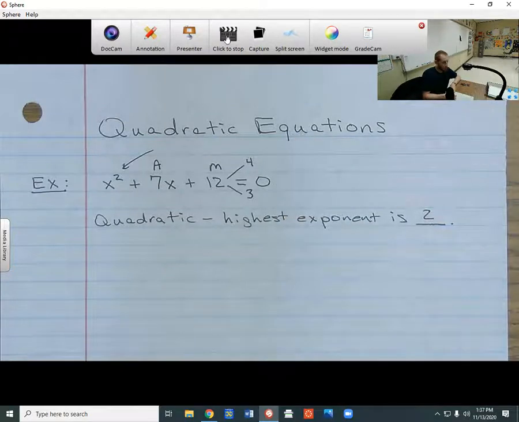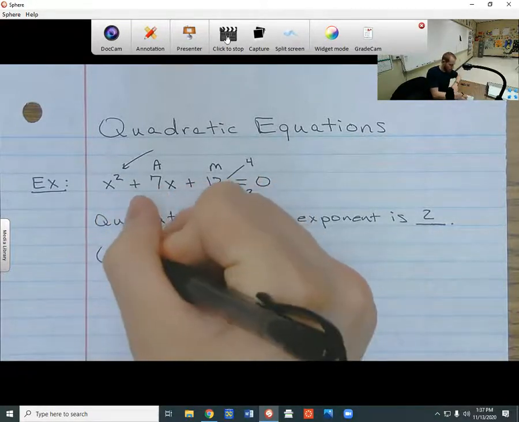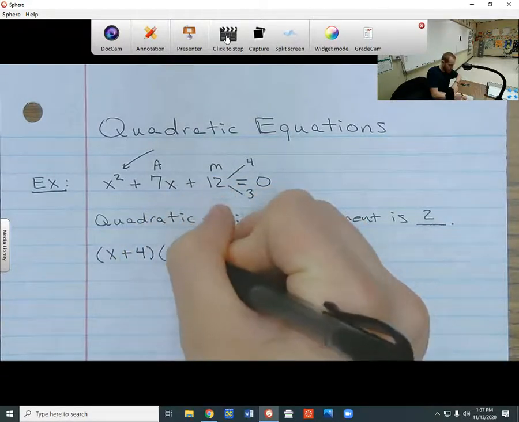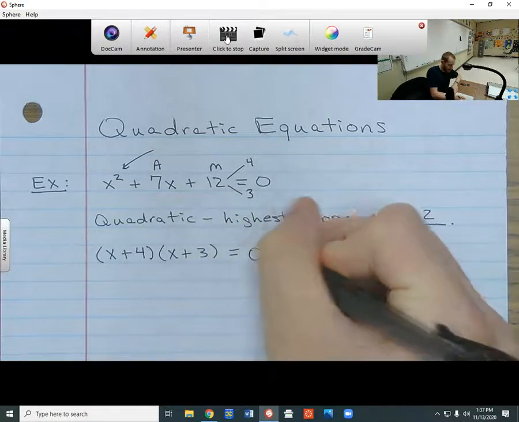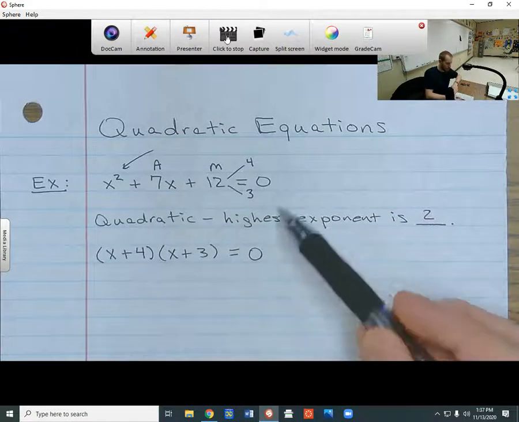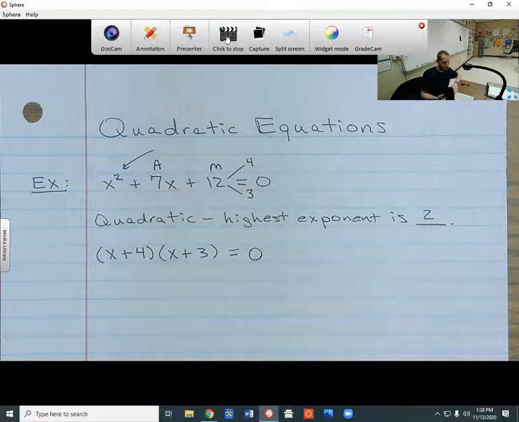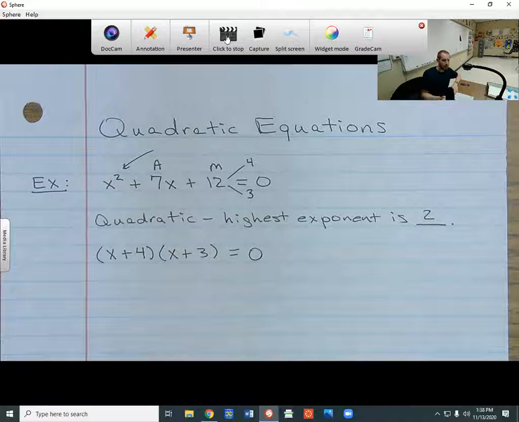Now, once I find those two numbers, I can put them in a factored form like this. I'm going to have x plus 4 and x plus 3. And I set everything equal to 0, just like how this one was set equal to 0. So now I've got these two factors. They're distinct from each other, x plus 4 and x plus 3. And what I'm going to do is set both of them equal to 0 and see what x has to be.